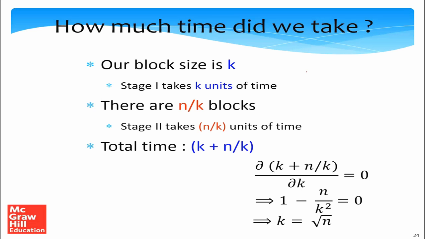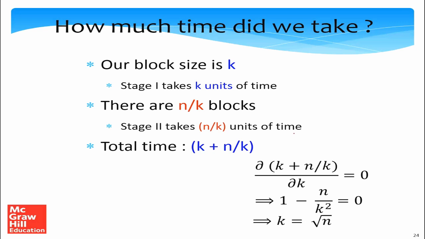So how much time did we take in doing this? Since our block size is k, as I said, stage 1 roughly takes order k units of time. This can be k times some constant, it does not matter, so I have removed it for the sake of simplicity. The reader is encouraged to assume it takes c1 times k. The constants don't matter, they'll get factored out in our equation. So let's assume that stage 1 takes k units of time. Since there are n by k blocks, stage 2 will take n by k units of time. So total time is k plus n by k.